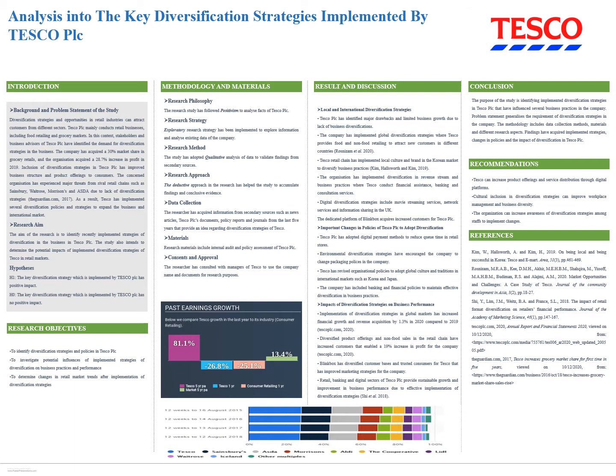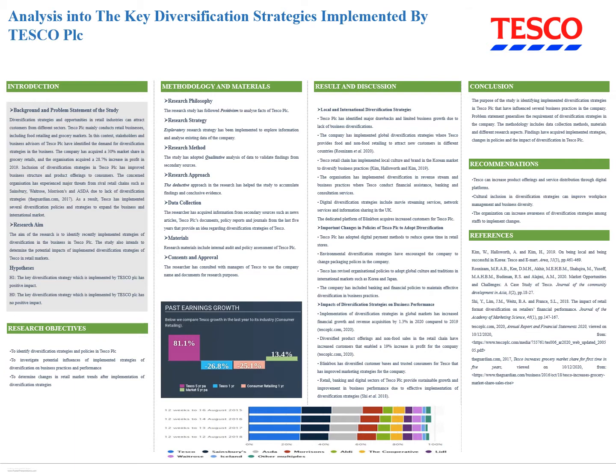This chart shows past earnings growth. We compare Tesco growth in the last year to its industry. The bar chart represents the past earnings growth in the consumer retailing industry. The first is 81.1%, which shows the growth of Tesco in the last 5 years. It is depicted from the chart that in the first year Tesco growth is below 26.8%. In the consumer retailer, it started its market from 13.4% in the last 5 years.